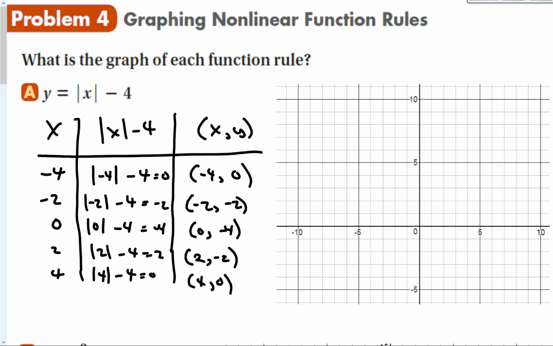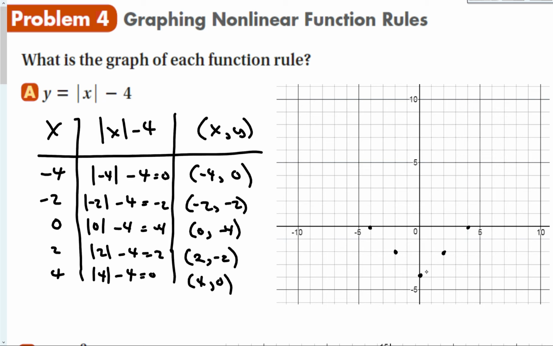Okay, so I can clearly see that just plugging in the numbers and doing the calculation is going to give me my y values. Okay, so let's graph it. So we have -4, 0. -2, -2, 0, -4, 2, -2, and 4, comma 0.